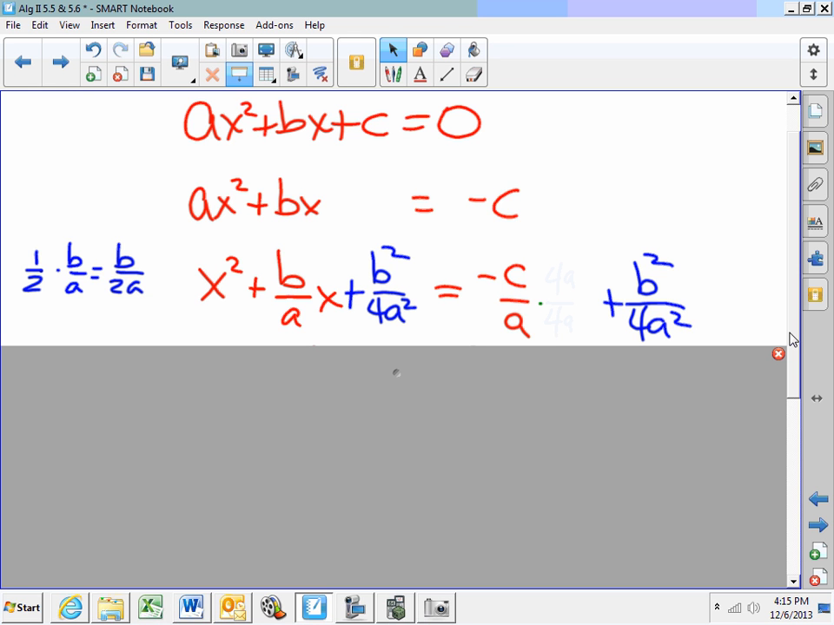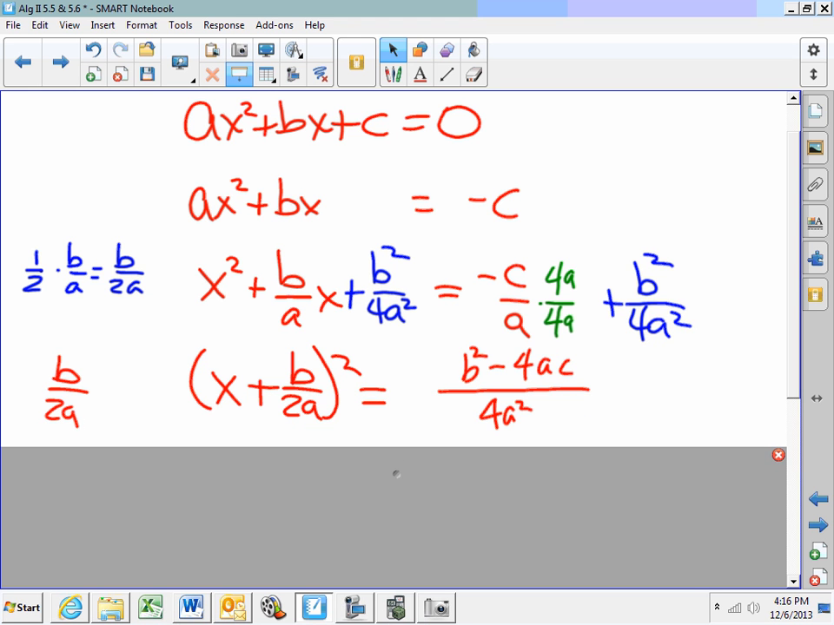Now, to continue then, this right-hand side, we really do need to take these two fractions and add them together. And if we do want to add these two fractions together on the right-hand side, then we need the same denominator. Now notice, negative c over a has a factor of a in the denominator. B squared over 4a squared has a factor of 4, a factor of a, and another factor of a. So I need another factor of 4 and another factor of a in the denominator of negative c over a. So I can multiply that by 1 in the form of 4a over 4a. And that'll give me both fractions having 4a squared for the denominator. Now, when I then combine them, I get b squared minus 4ac all over 4a squared for the right-hand side.